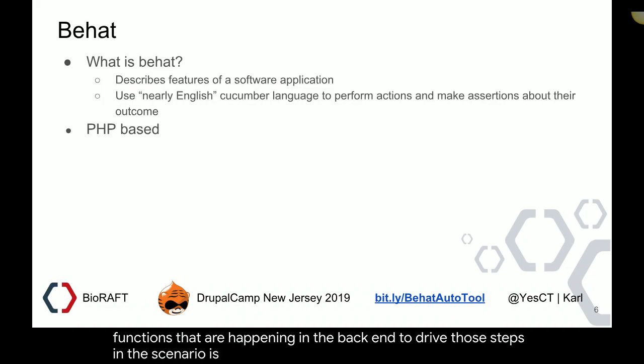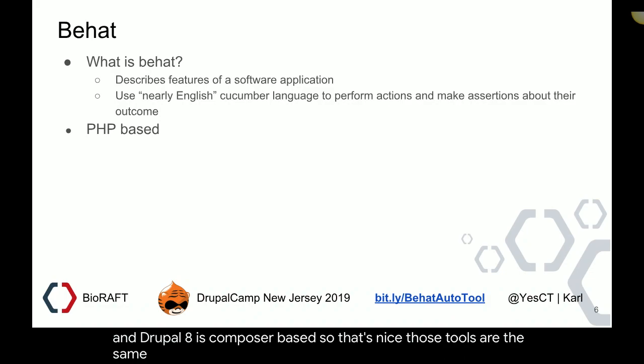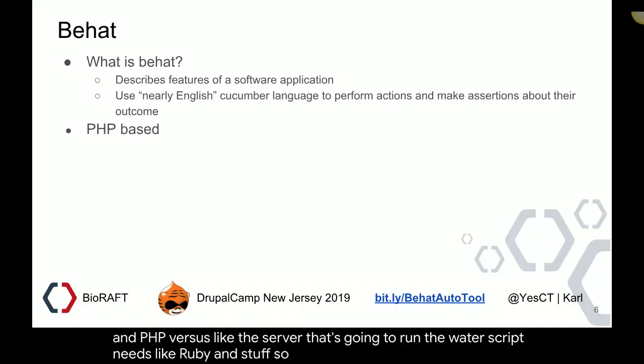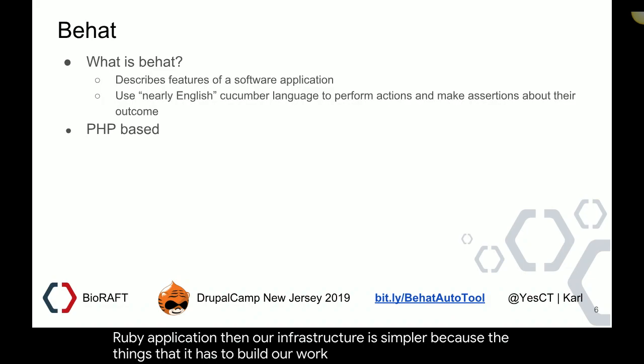Behat is a composer-based installation to get that running, and Drupal 8 is composer-based, so that's nice. Those tools are the same. The server that's going to run Behat needs Composer and PHP, versus the server that's going to run the water script needs Ruby and stuff. So if we can eliminate the need for the Ruby application, then our infrastructure is simpler because the things that it has to build are more consistent.